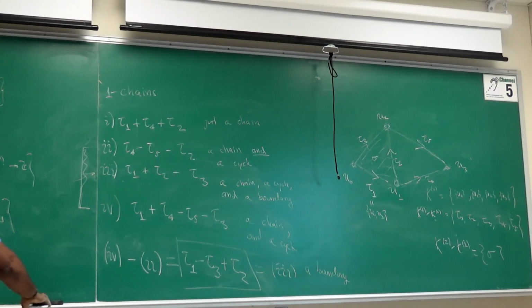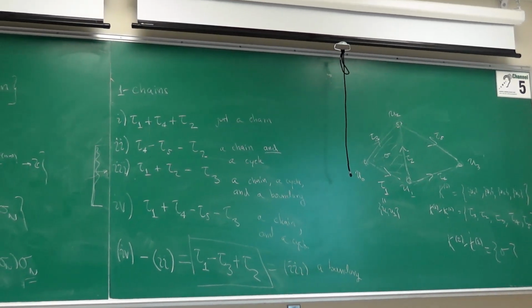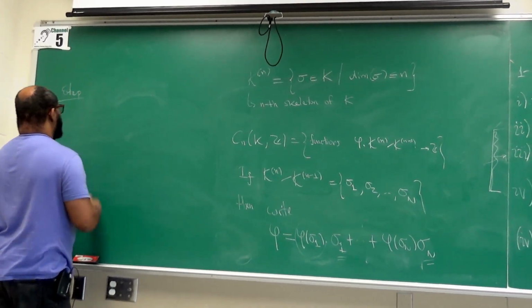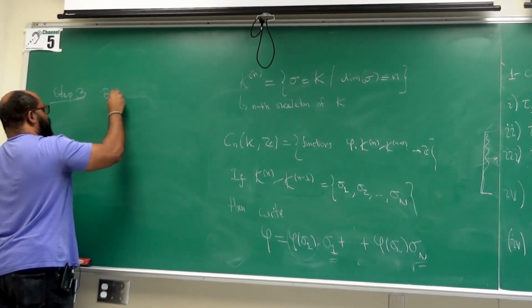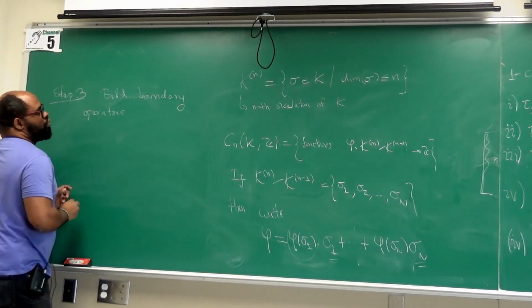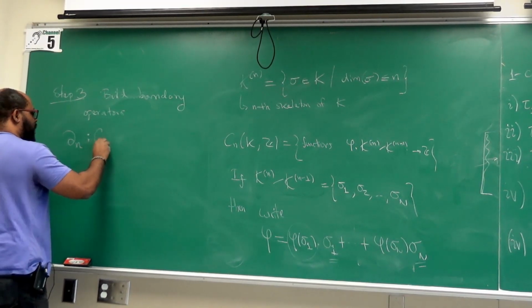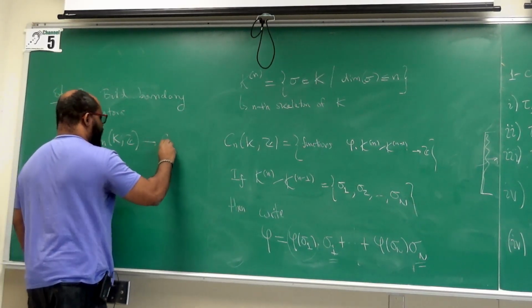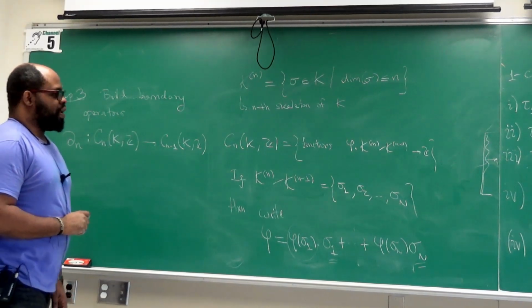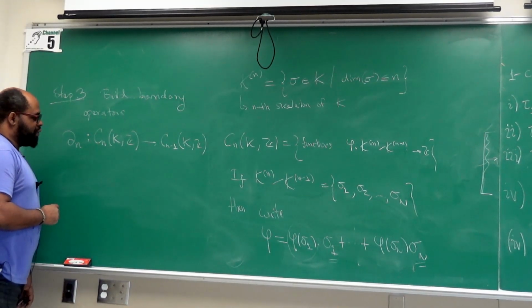So the third step in this homology trip is to define the boundary operator to formalize what we just did. So step 3, build boundary operators. So the boundary operators are these delta n's that go from n chains to n minus 1 chains. And the way they are defined is as follows.